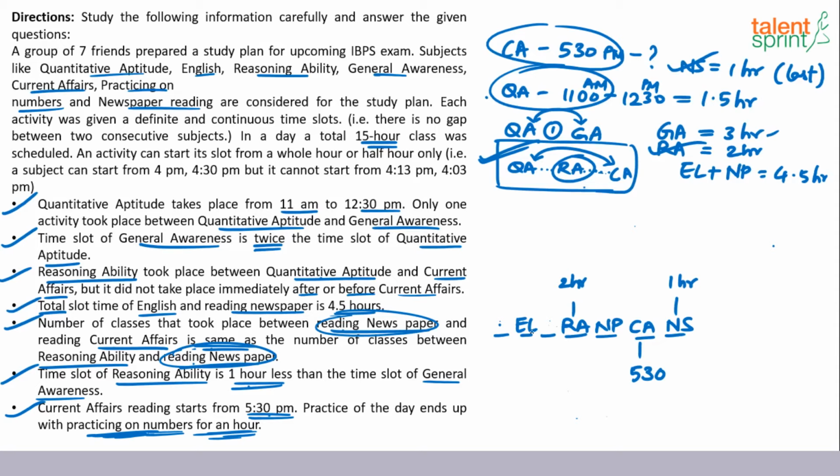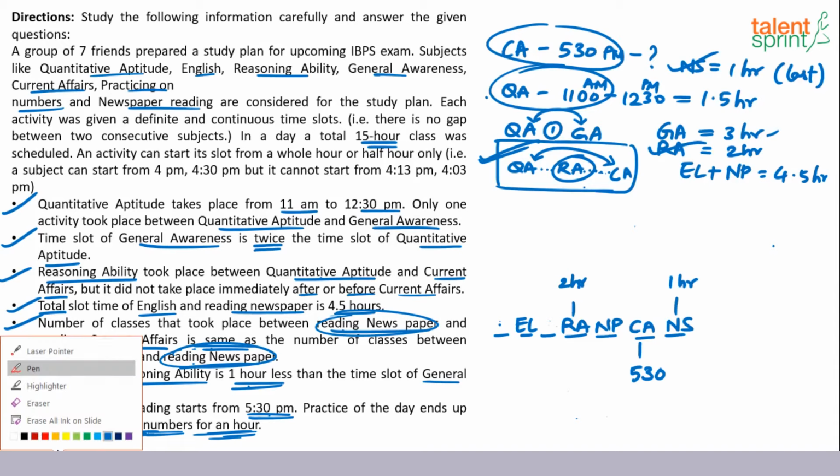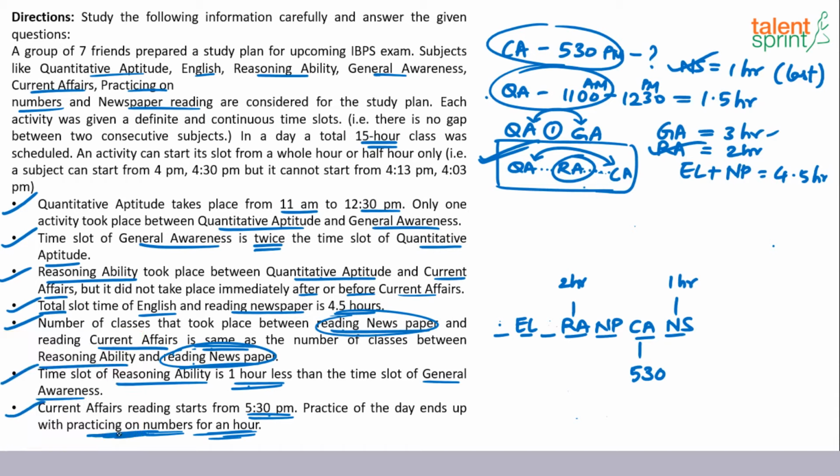So for example, assume that this is QA. Since it is a possibility, let me use a different color so that we can know where we have to change. Suppose this is quantitative aptitude. What time did it start? It starts at 1100 hours. Now, from 1100 hours to 5:30, it's only 6.5 hours. You're getting my point. We are saying the day started with quant at 11 a.m., and till current affairs started, it was only 6.5 hours, right?